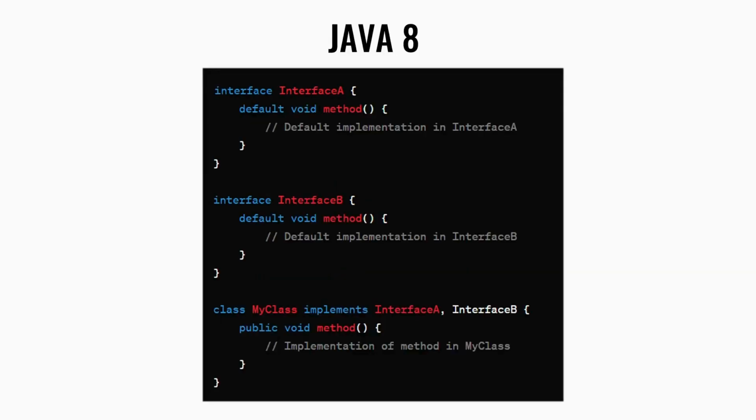Java 8 introduced default methods in interfaces, allowing them to provide method implementation. If a class implements multiple interfaces that have default methods with the same signature, the class must provide an implementation for that method, resolving any ambiguity. By requiring implementing classes to provide an implementation for conflicting default methods, Java ensures that there is no ambiguity in method resolution, effectively resolving the diamond problem.